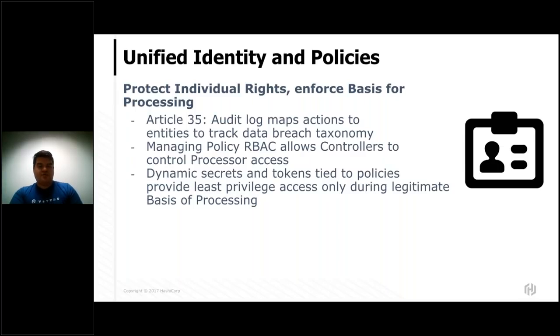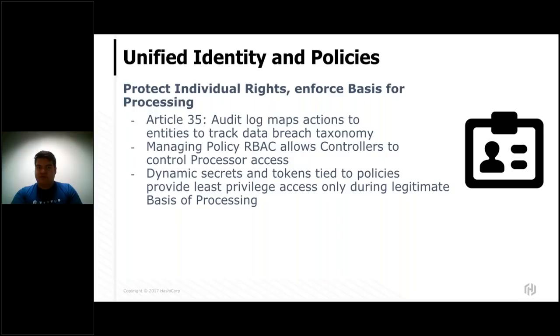And then finally, dynamic secrets and tokens. When you tie these to unified identity, so basically when you tie how Vault recognizes different types of secret workflows or access to certain secrets to these identity pieces, you can really quickly and easily approve or deny access for the purposes of legitimate basis processing in a really simple way.